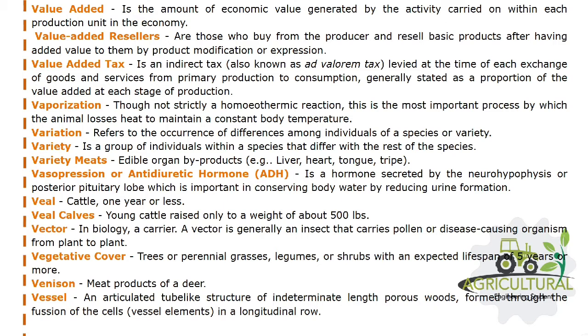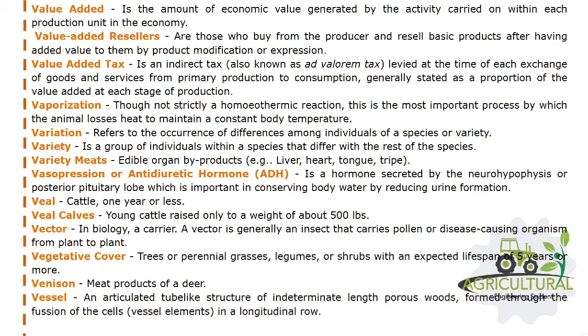Vaporization, though not strictly a homeothermic reaction, this is the most important process by which the animal loses heat to maintain a constant body temperature. Variation, refers to the occurrence of differences among individuals of a species or variety. Variety, is a group of individuals within a species that differ with the rest of the species. Variety meats, edible organ byproducts, for example liver, heart, tongue, tripe.